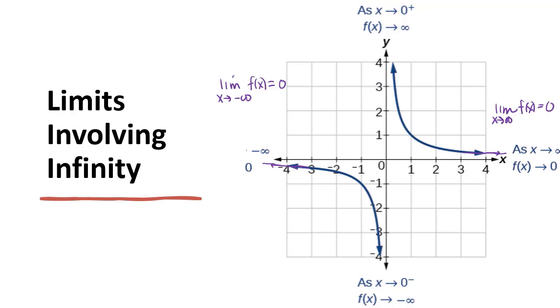When we have x approaching infinity or negative infinity, that is the end behavior of the function if it's approaching a specific value. And so those are our horizontal asymptotes.